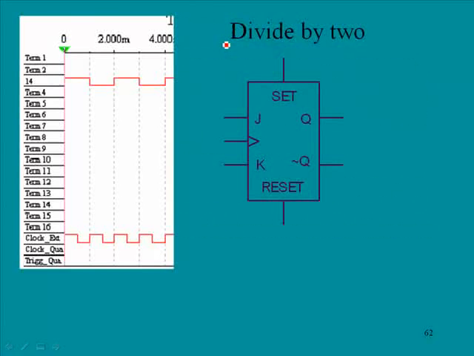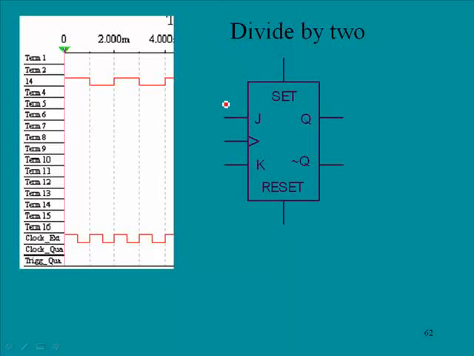Here we have a JK flip-flop, and one of the essential points of doing counters is the ability to divide by 2. And so a flip-flop will effectively divide the incoming frequency by 2. And so let's look at how that occurs.